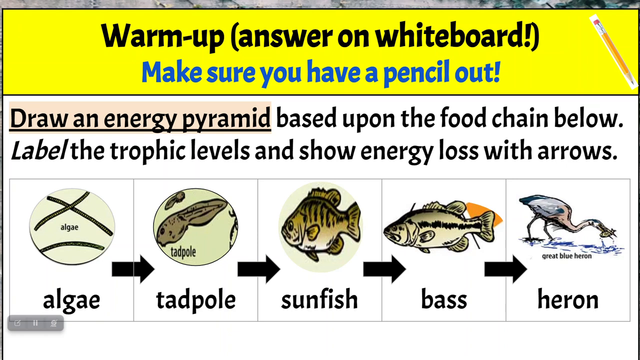All right, so on your whiteboard, you should have responded to these questions. And if you haven't yet, please pause the video and respond to these, and then you'll check and see how you did. All right, so draw an energy pyramid based upon the food chain below. You want to label those trophic levels and show the energy loss that happens using arrows. All right, so we have algae, a tadpole, sunfish, a bass, and a heron. Okay, really truly pause and do this yourself first and then see if you got the answer right.